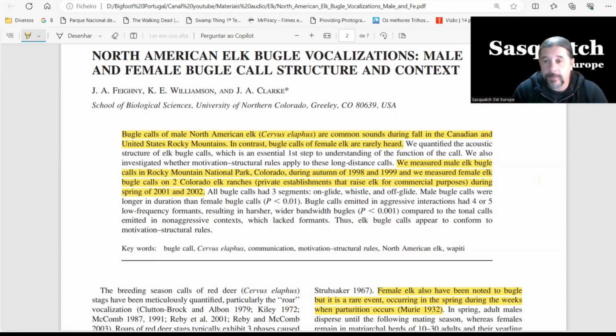So, the North American wapiti or elk is called Cervus canadensis because some years ago it was split from the European red deer. They did some DNA analysis and found out that they were significantly divergent from each other. So they are considered right now as separate species, and you will perceive that even in terms of vocalization because they sound really different.